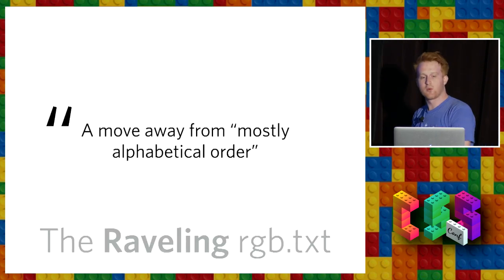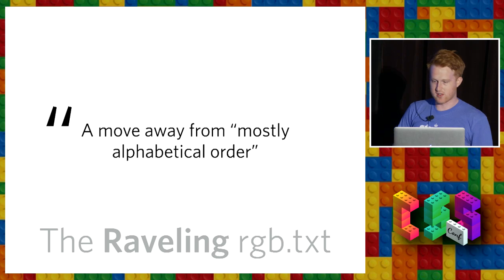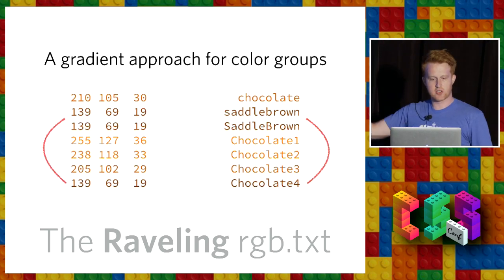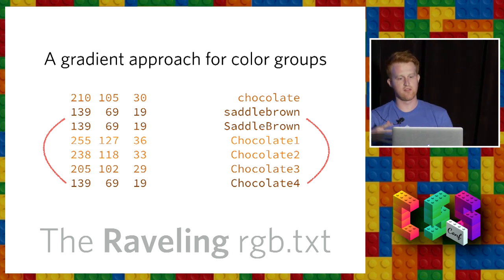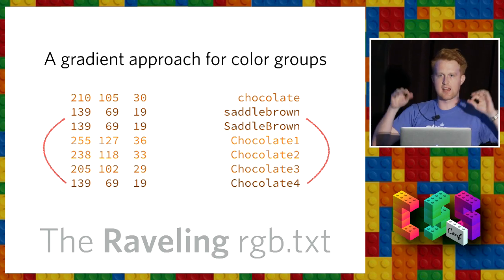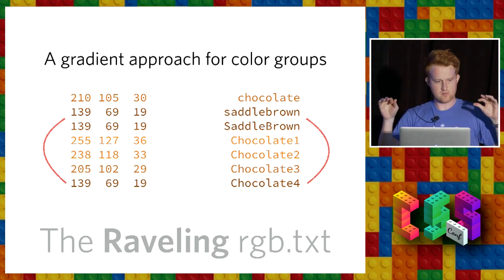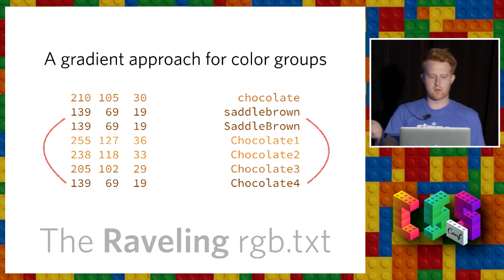This is where we moved away from mostly alphabetical order as well. He did some rearranging. He added a gradient approach to color groups. So he'd have chocolate, which is a color, and saddle brown, which is a color. But then he added chocolate 1, 2, 3, 4. And those colors were like logarithmic steps darker from the original colors.